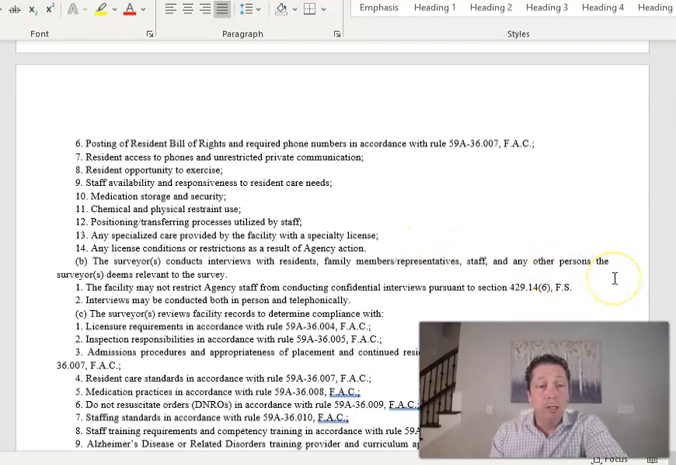Do the residents have an opportunity to exercise? Staff availability and responsiveness to the resident care needs. So they'll be observing if a resident needs something, if they're trying to get up, if they ask to go to the restroom and there's no staff there to respond, there could be a violation of a resident right. Medication storage and security. The surveyor is going to look around and see a medication cabinet left wide open or a medication cart left unattended. Physical or chemical restraints, are those being used? Is somebody being held down in some way that could be considered a physical restraint, or do they appear to be chemically restrained?